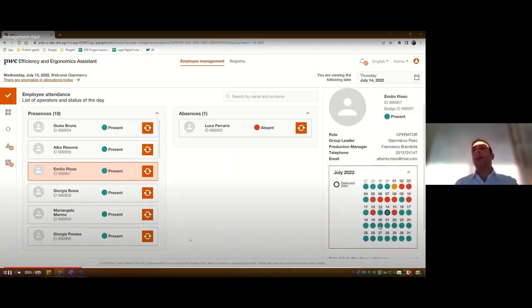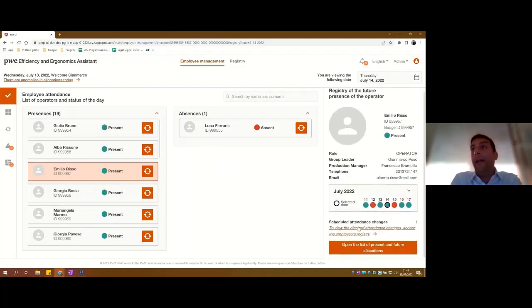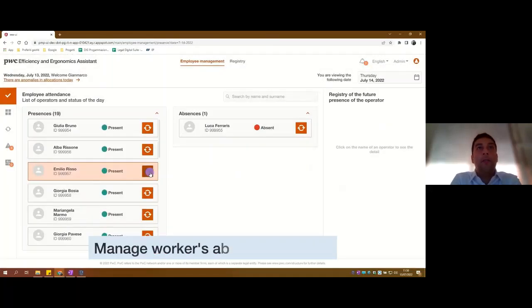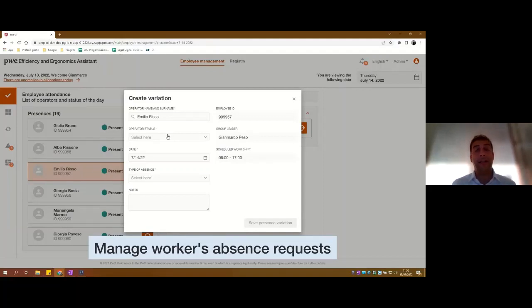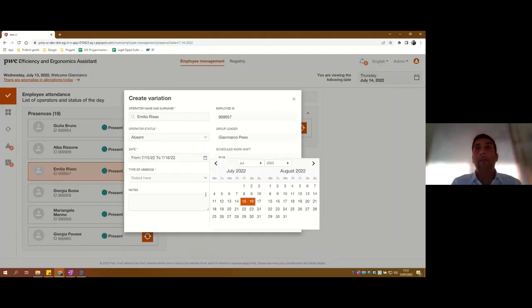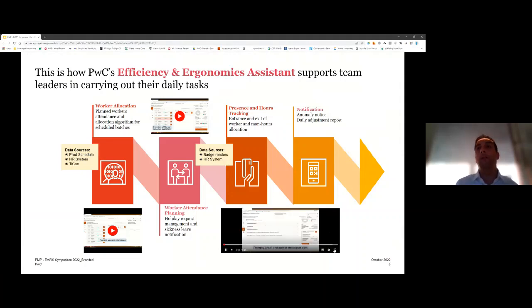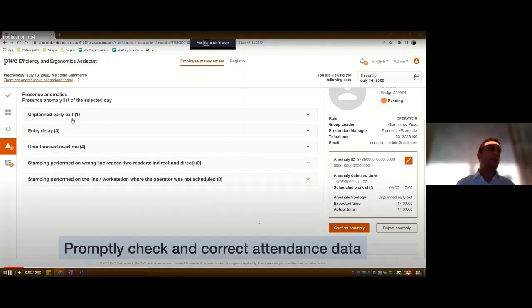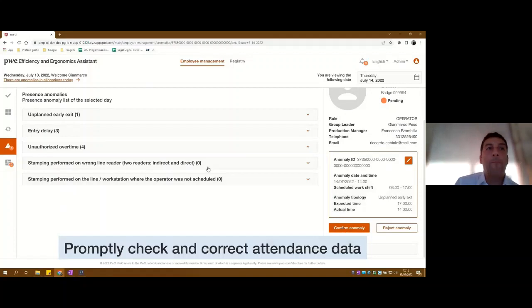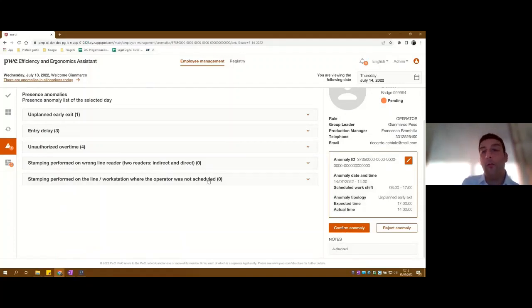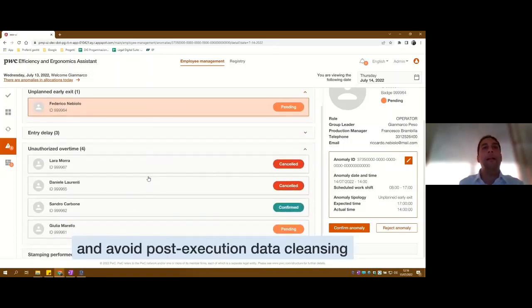This is how the team leader can manage modifications of the expected presence of the operators. And finally, it is possible to interact with the data and correct any kind of anomaly that is detected by the application to avoid tedious post-execution data cleansing activities.